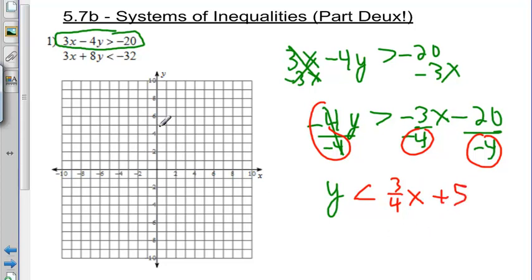So we go to +5, we go up 3/4, and we can go down 3 and back 4, and that gives us our line. And it's a dotted line, so we're going to make a dotted line here.